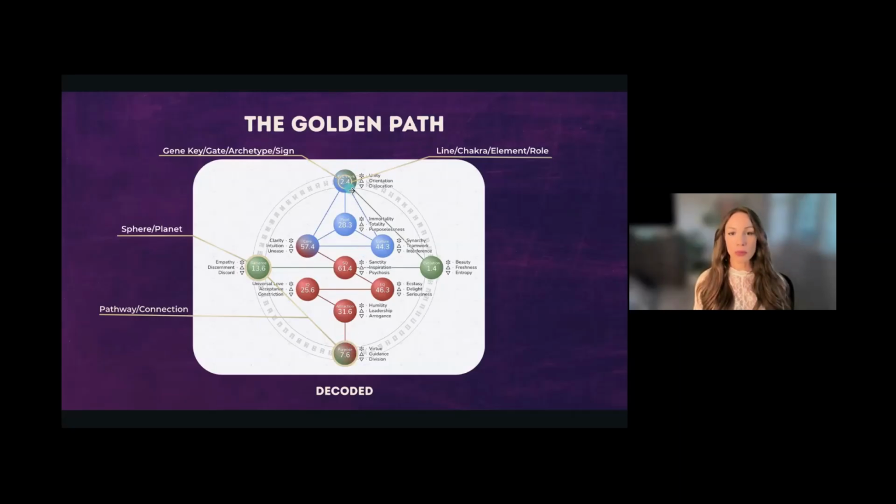And we're going to have both a gate and a line. So we are saying gate and line in human design. We're saying gene key and line in the gene keys. I also, as you know, speak about archetypes for the 64. So 64 hexagrams, 64 gates, 64 gene keys. We could just say simply 64 archetypes.